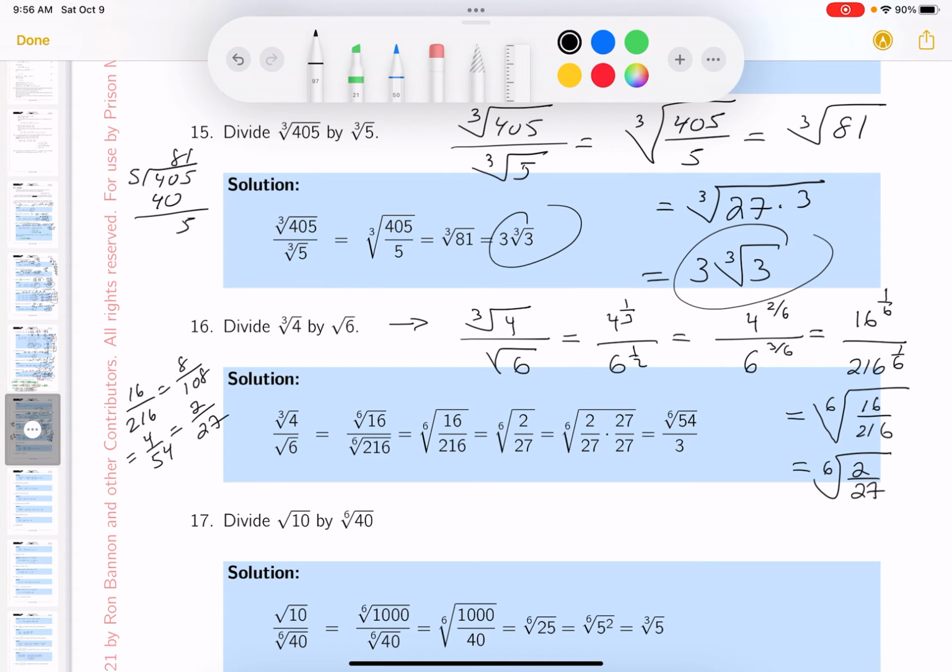I got troubles, though. I'll tell you what the troubles are. I can't have that because the radicand's fractional. So what I'm going to do is I'm going to try to multiply it by something that makes it a perfect 6th power.